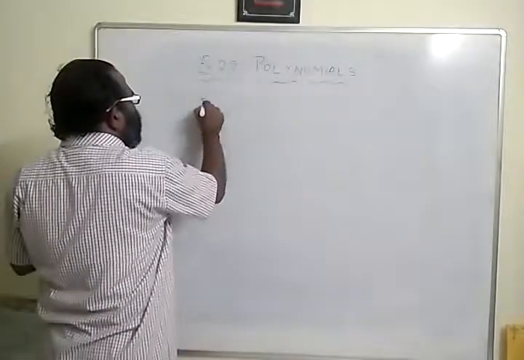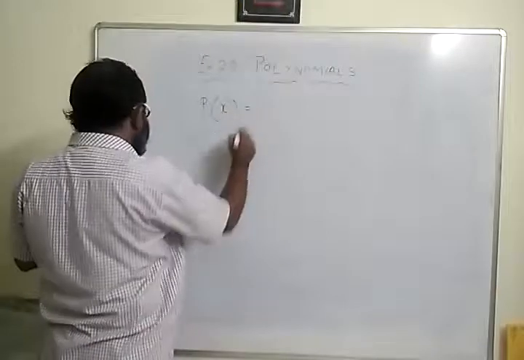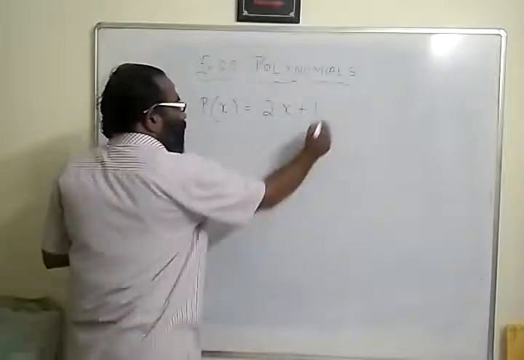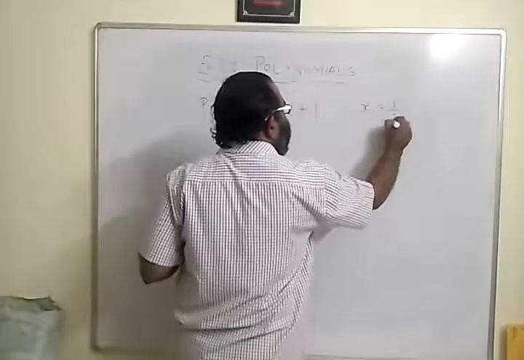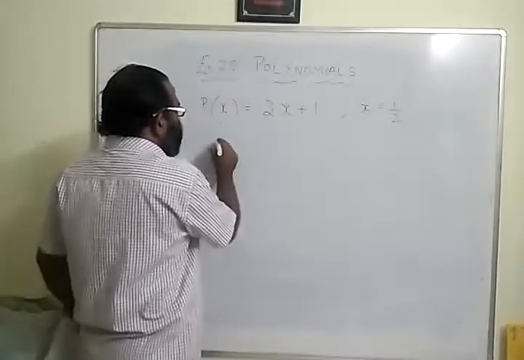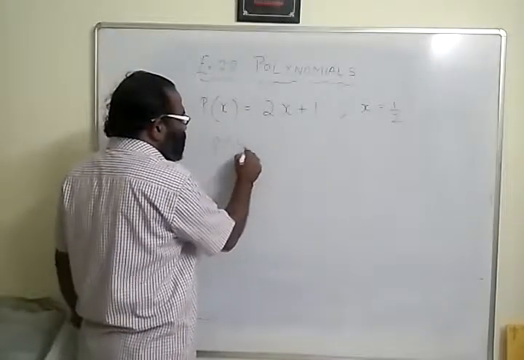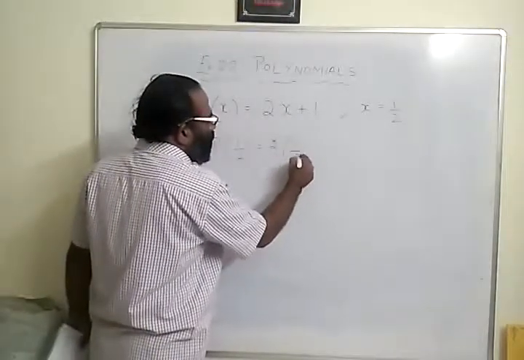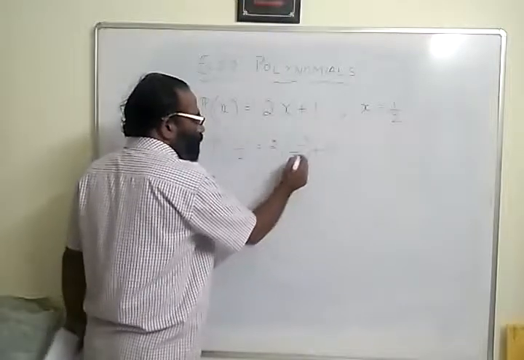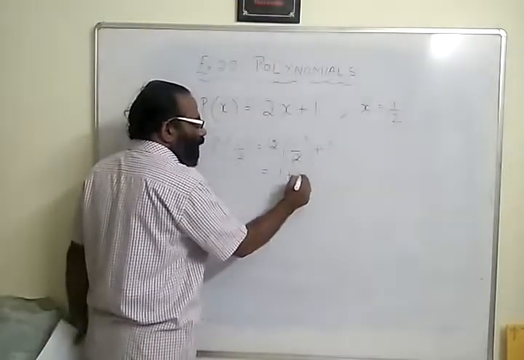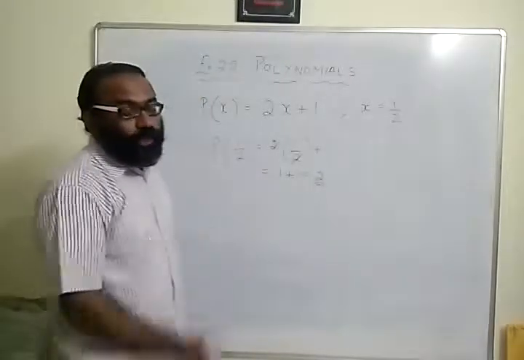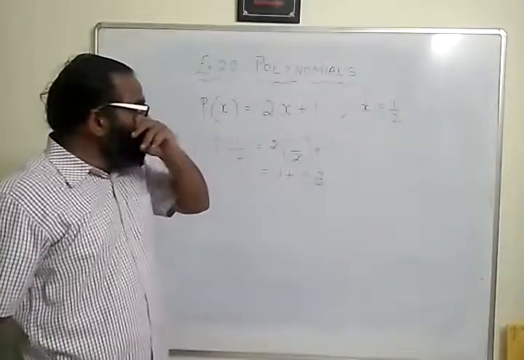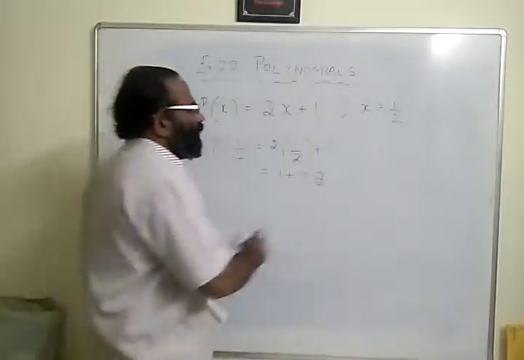the next one is P of x equals 2x plus 1, where x is equal to half. Now we have to check for this value. So let's substitute P of half equals 2 into 1 by 2 plus 1. The 2 cancels, but you get 1 plus 1, which is equal to 2. We need to have got a 0 if this was a 0 of the polynomial. So x is equal to half is not a 0 of this polynomial.